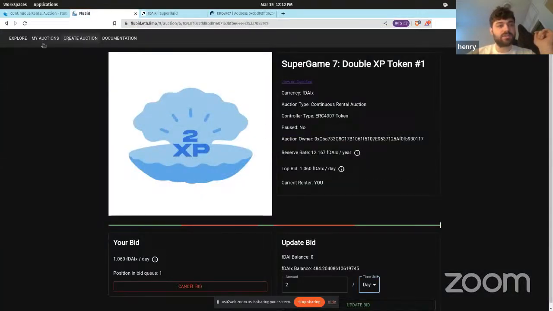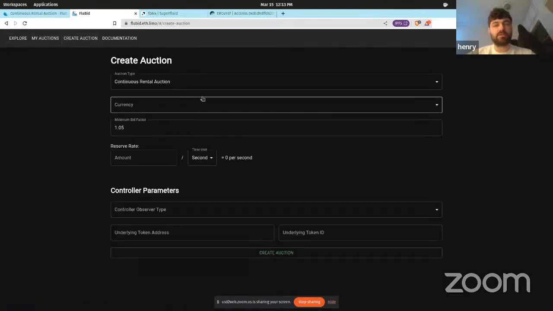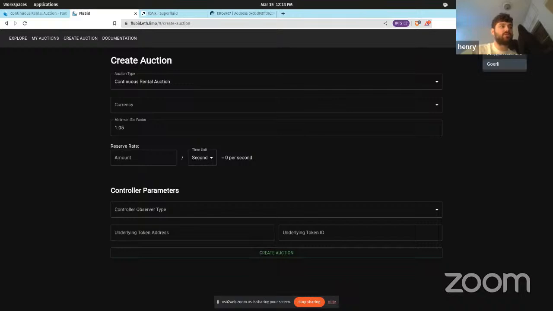So in addition to bidding on others' auctions, you can check out your own, you can create new ones, and you can also check out the documentation from here. Currently, it's only deployed to Mumbai and Goerli. I will deploy it to mainnet soon, but I want to do some more testing. And there's also some gas optimizations that I want to do. So that'll be soon, but not quite yet.